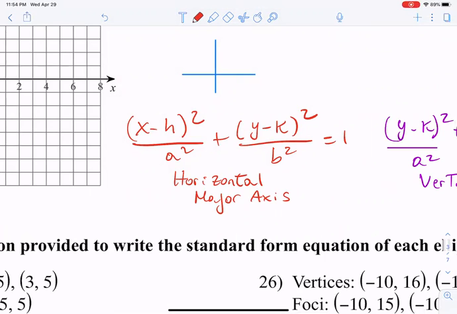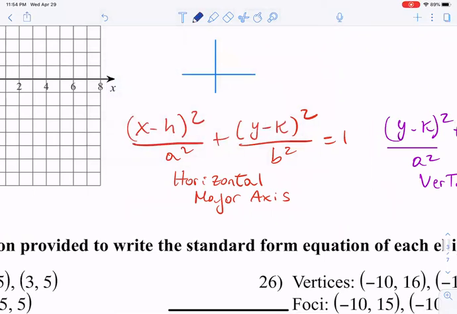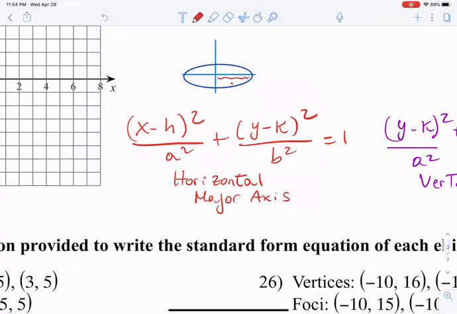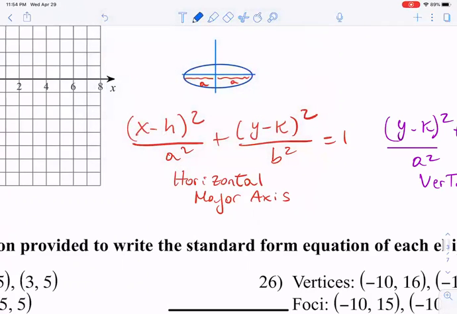Now, if we have a horizontal major axis, your picture should look something like this. In this case, this will be A, and this will be A, because now it's a horizontal major axis, so this is your length A. Now, if you want to find your length B, it will be this. Let me change that color. This will be your length B. So this is B now.